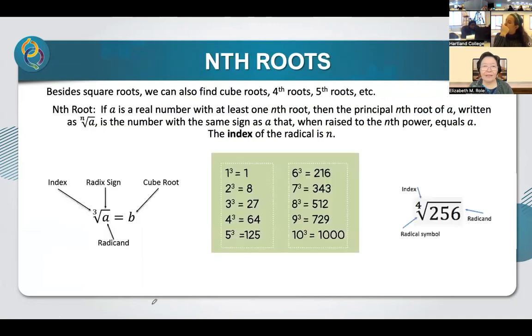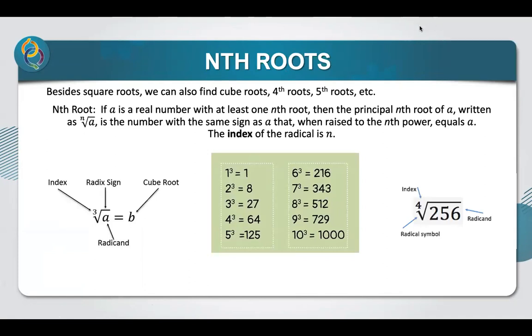Okay, so let's proceed. I think that one is simple, you have probably done that in the past, and maybe I'll give you some homework to practice it. Now we dealt with square roots, but it's not only square roots. We can also find cube roots, fourth roots, fifth roots. So we now talk about a certain A with at least one nth root.